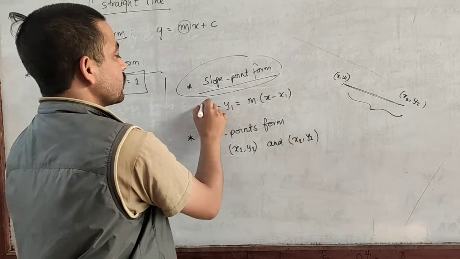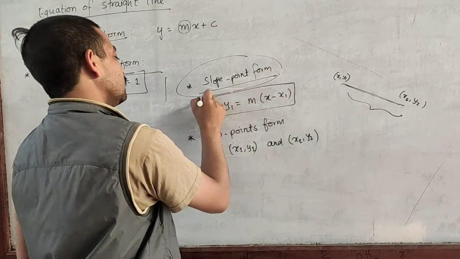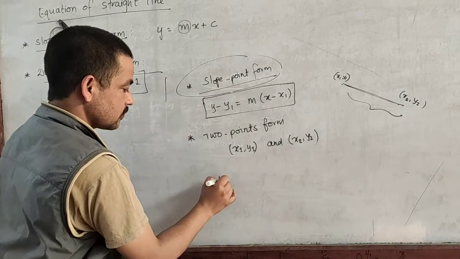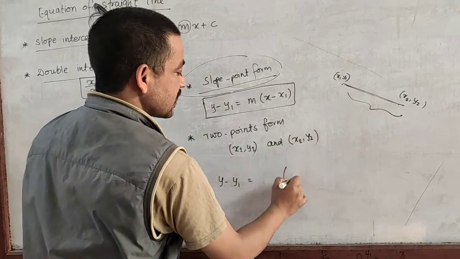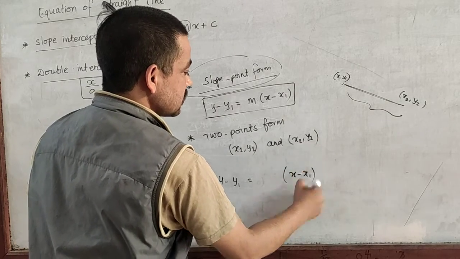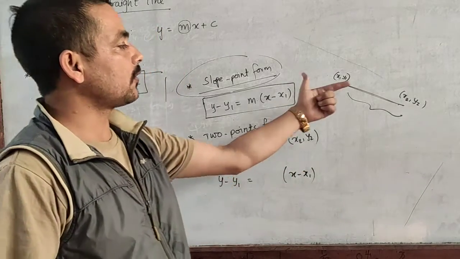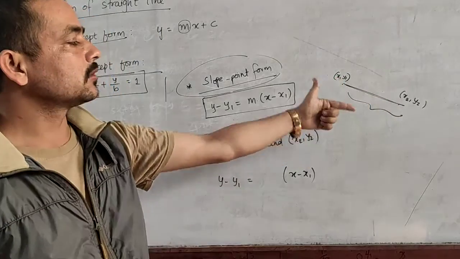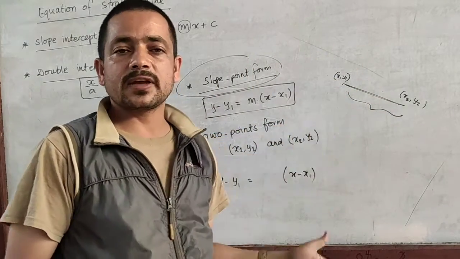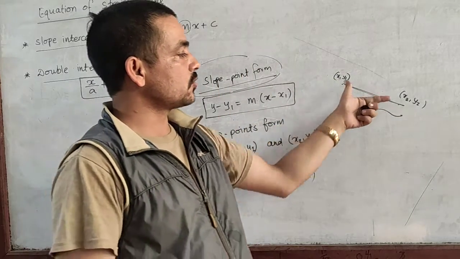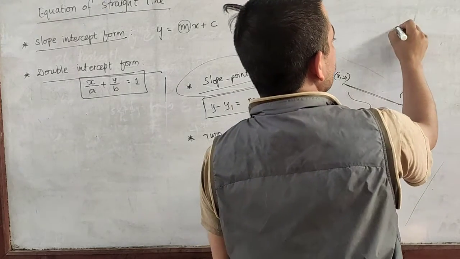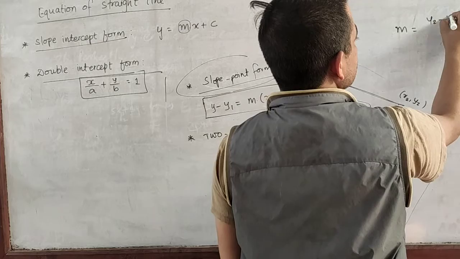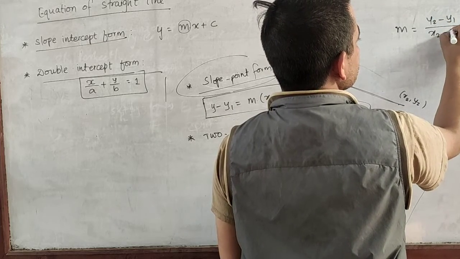So the same equation will be here: y minus y1 equals slope times x minus x1. By getting its slope, you all know this, how to get the slope of any line passing through two points. I already told you in the first part: the slope is y2 minus y1 upon x2 minus x1.